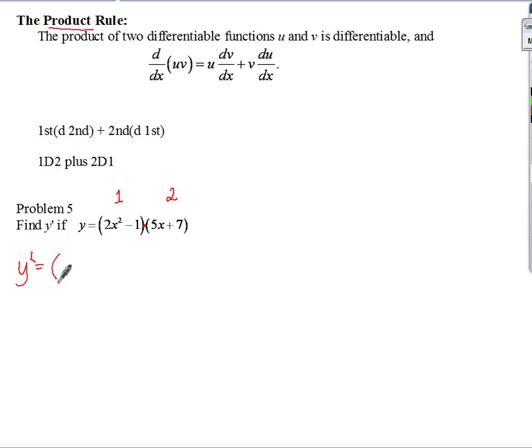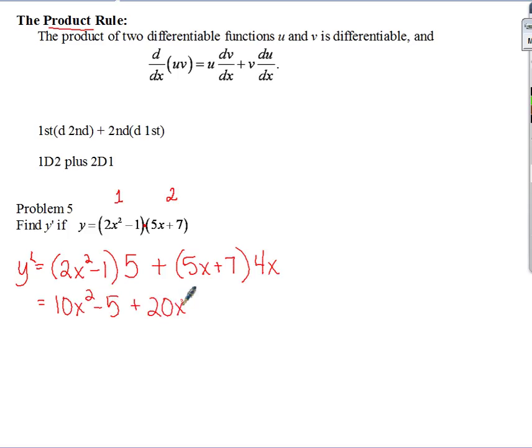So 1, keep it, the first function. Derivative of the second, 5, plus 1d2. 1, derivative of the second, plus 2, 5x plus 7, derivative of the first, 4x. Now we clean it up. 10x squared minus 5 plus 20x squared plus 28x. Clean it up. 30x squared plus 28x minus 5.